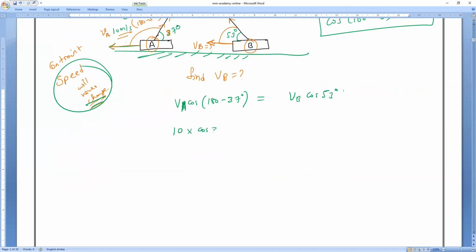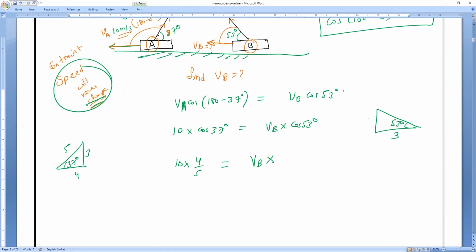So it turns into VA, the velocity of A, 10 into cos 37, which is equal to VB into cos 53. We all know the cos 37 value, can you tell me? 4 by 5, famous triangles. So 4 by 5 equals VB, which we have to find, times cos 53. What is the value of cos 53? For 53 degrees, here 3, here 4 and here 5, so cos 53 is adjacent side 3 by hypotenuse 5, which is 3 by 5. Both sides 5 will get cancelled, 3 in multiplication will come to this side as division. So velocity of B is equal to 10 into 4, 40, 40 divided by 3 meter per second.